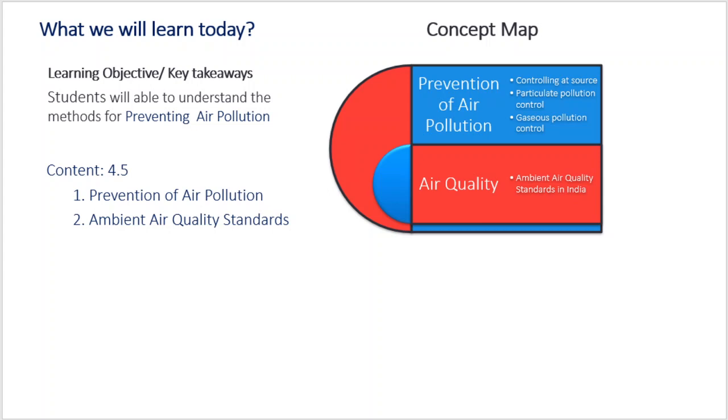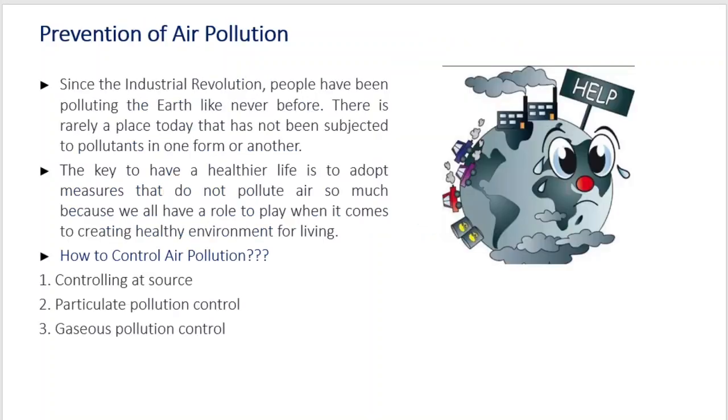So right here is our concept map. Prevention of air pollution. In that we are going to see how to control pollution at sources, particulate pollution control, gaseous pollution control. Those are the prevention techniques of air pollution. And another one is air quality, ambient air quality standard in India. So let's start our lecture.